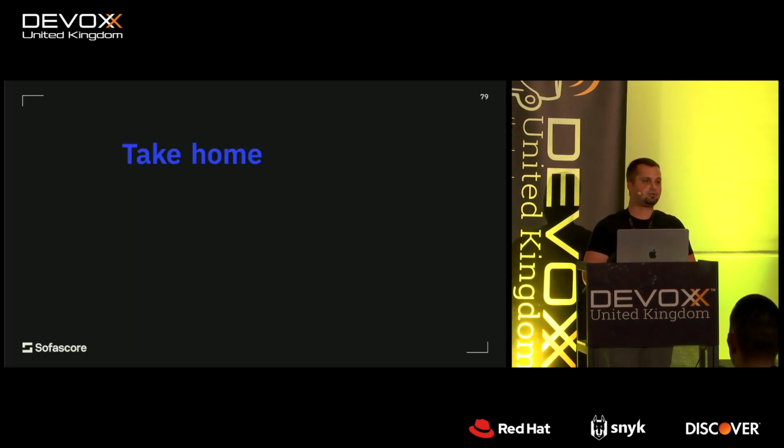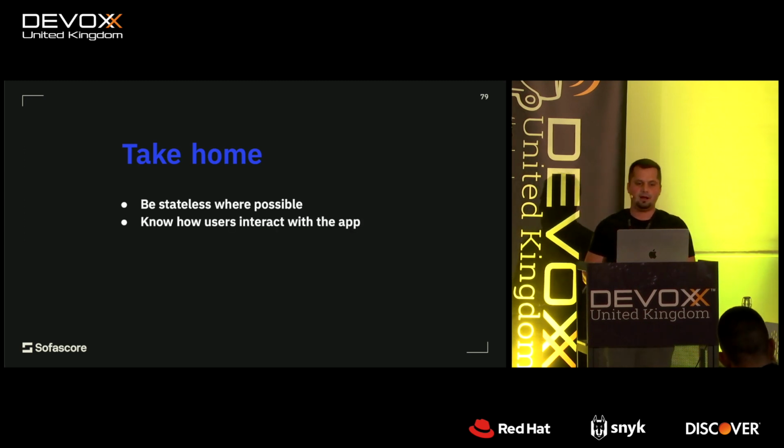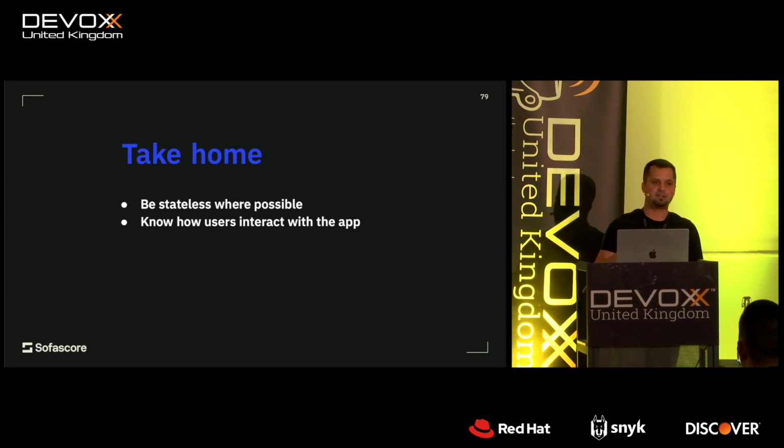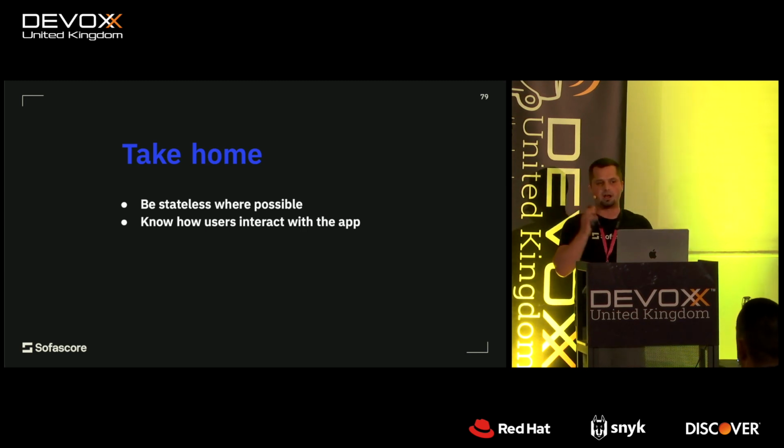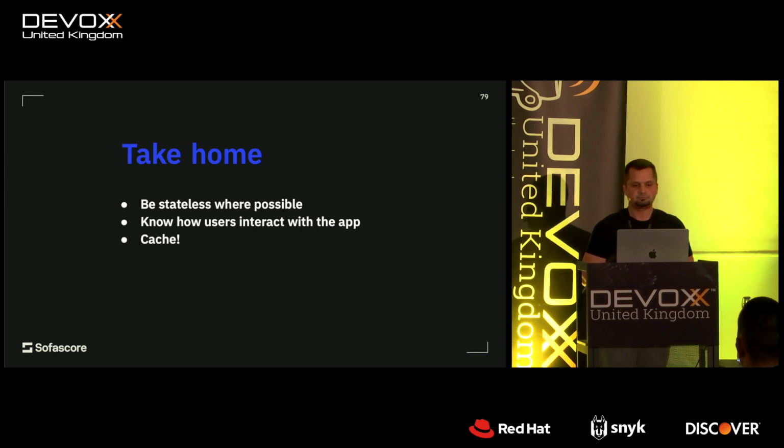For this presentation, if you want to take something home, the most important stuff is, I did not mention this explicitly, but it's important for scaling. You have to be stateless wherever possible, because that enables you to go to multiple machines. If you have state on one machine, you cannot scale efficiently. You have to know how your users interact with your application. That's really important, because then you can build your system so it's optimized for that usage. You cannot make a generic system and hope it will be fast and optimal.